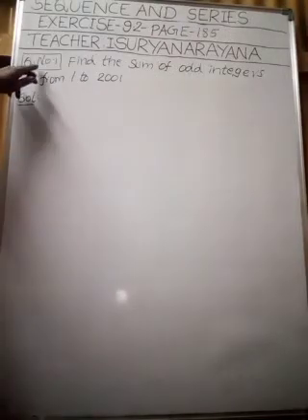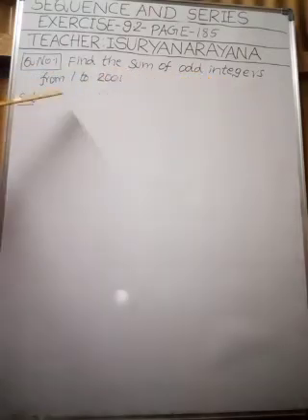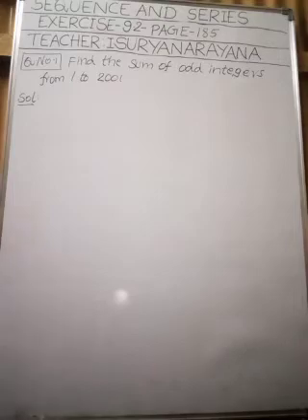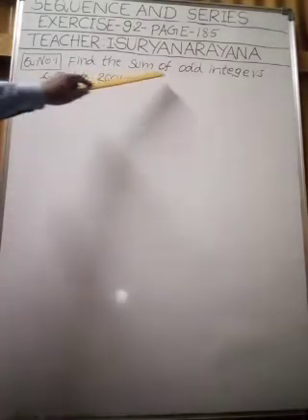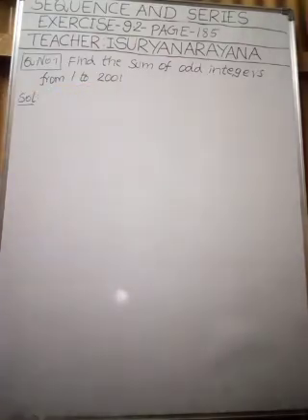Now come to question number 1, the first question in this exercise 9.2. Find the sum of odd integers from 1 to 2001. Understood this question, my dear children? We have to find the sum of odd integers from 1 to 2001.